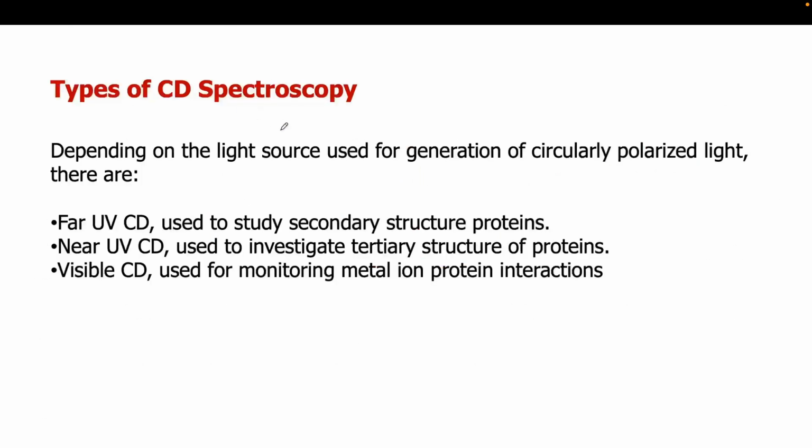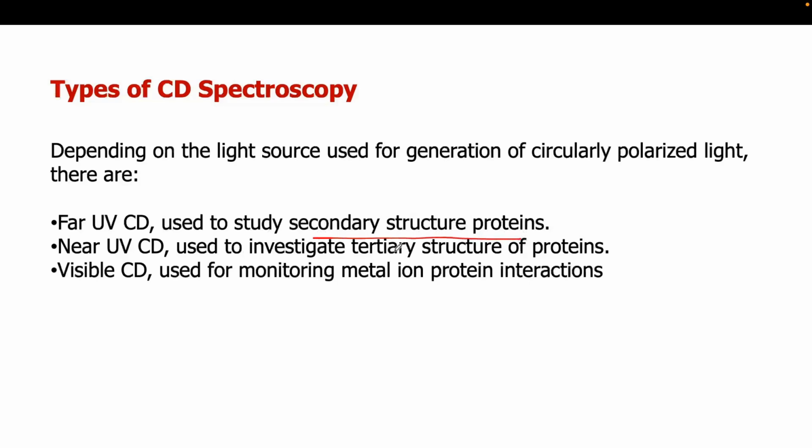Then, depending on the light source used for the generation of circularly polarized light, there are three different types of CD spectroscopy. One is the far UV-CD spectroscopy, the second is the near UV-CD spectroscopy, and the third is the visible UV-CD spectroscopy. The far UV-CD spectroscopy is used for identification of secondary structure properties.